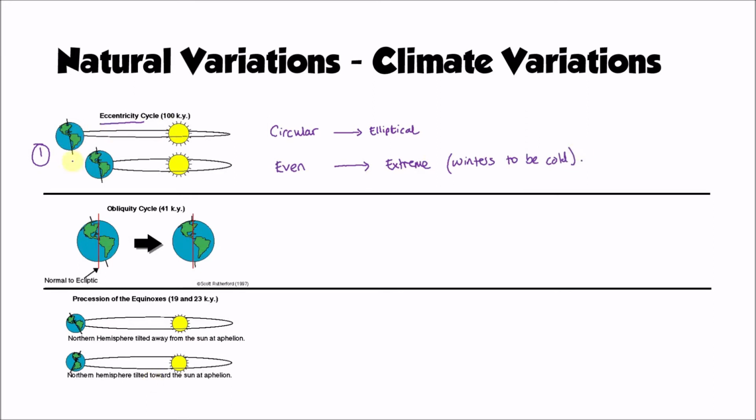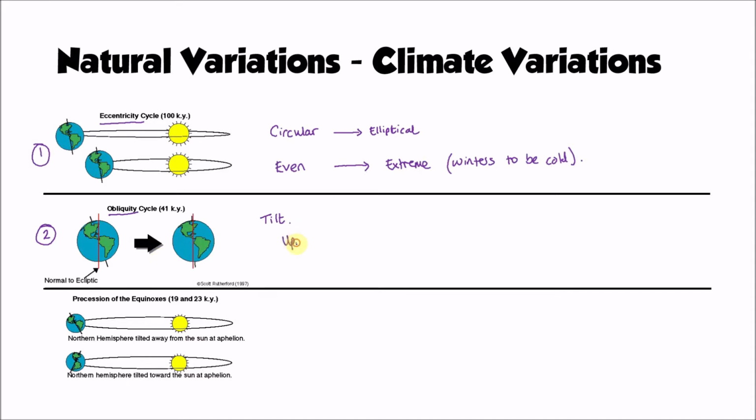The second cycle is all to do with the obliquity of the Earth. And you'll notice that the Earth actually, when it spins around on its axis, is tilted. So this cycle is all about the tilt of the Earth, and it varies only by about 2 or 3 degrees in terms of its angle. So this is a little bit more exaggerated in this diagram.